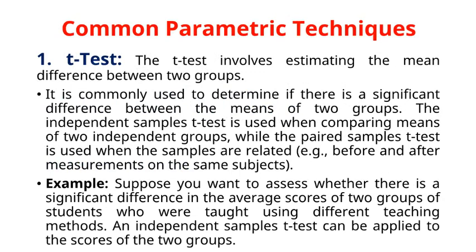1. T-test. The t-test involves estimating the mean difference between two groups. It is commonly used to determine if there is a significant difference between the means of two groups. The independent samples t-test is used when comparing means of two independent groups, while the paired samples t-test is used when the samples are related, for example, before and after measurements on the same subjects.